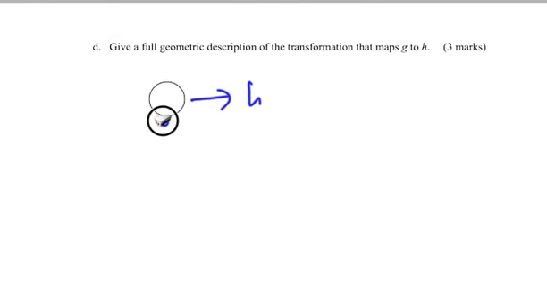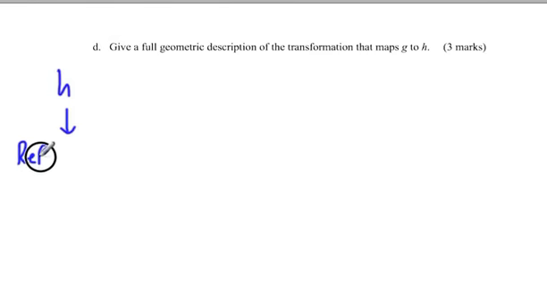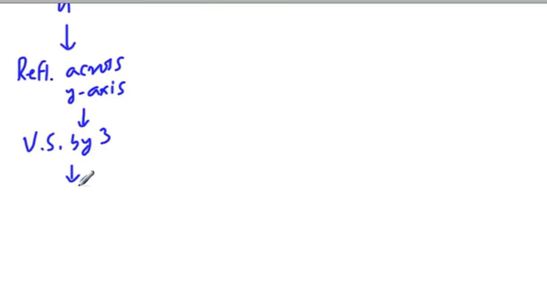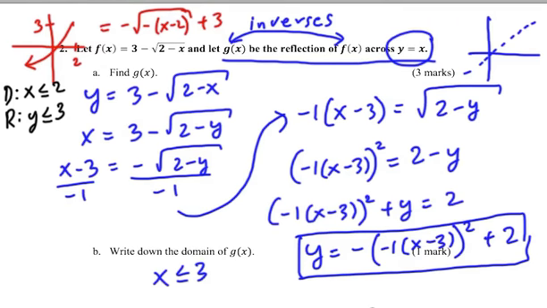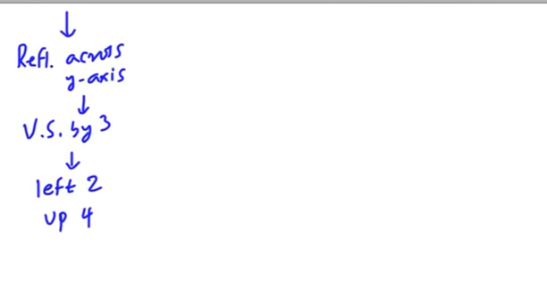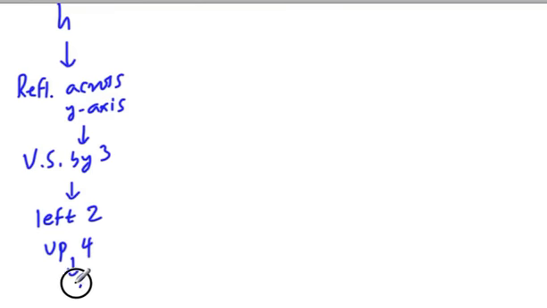So let me just write how we went from H to G. So to go from H to G, we basically did a reflection across the y-axis, right? Then we did a vertical stretch by 3, and then we moved, I believe it was left 2 and then up 4. Is that correct? Let me just double check. Left 2 and up 4, that's right. And then basically this gave us G.